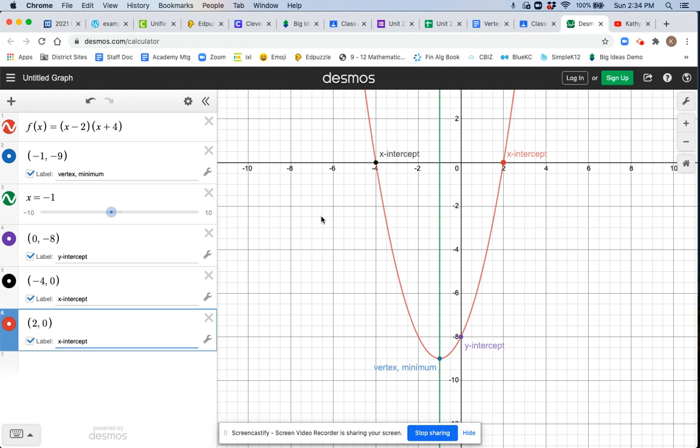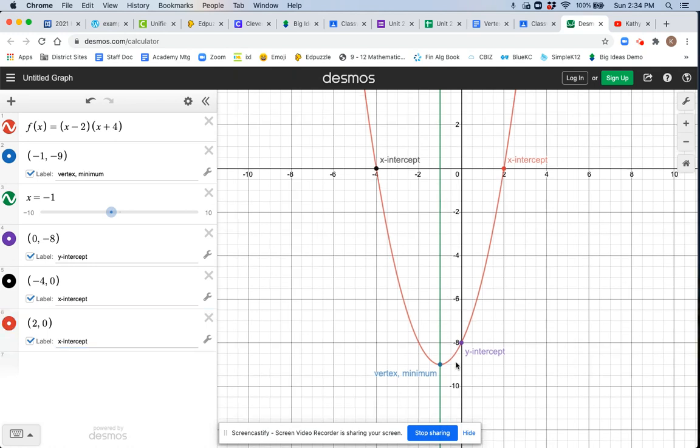On this one, if you were asked about the increasing and decreasing levels, remember your axis of symmetry divides it, and then you just look at your x-axis. So from -infinity to -1, I am decreasing, and over the interval -1 to +infinity, my graph is increasing.